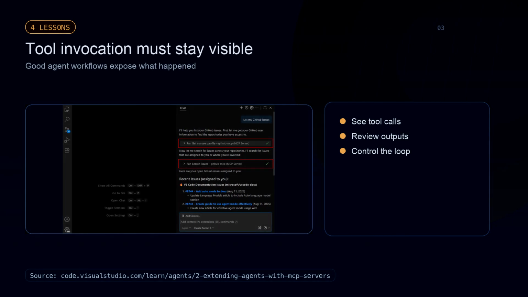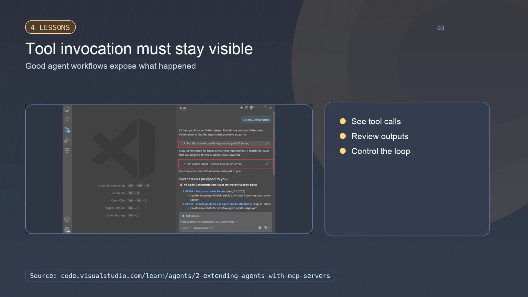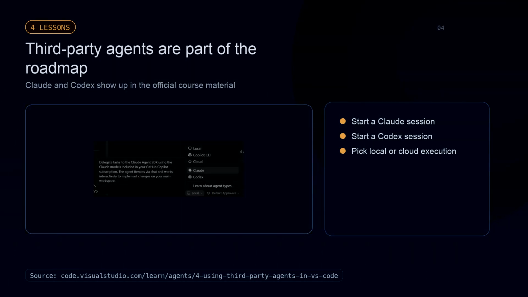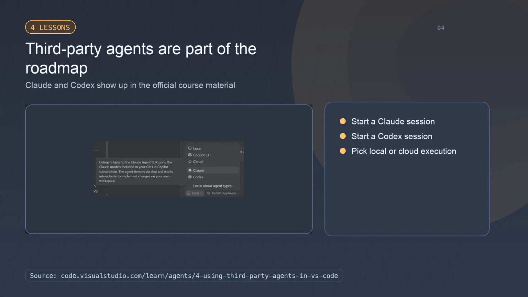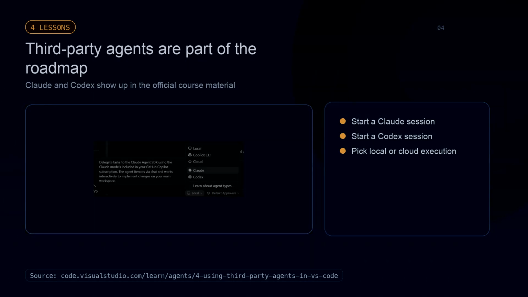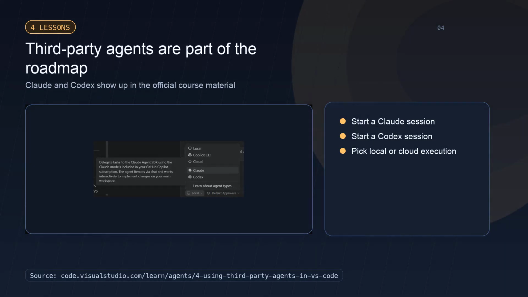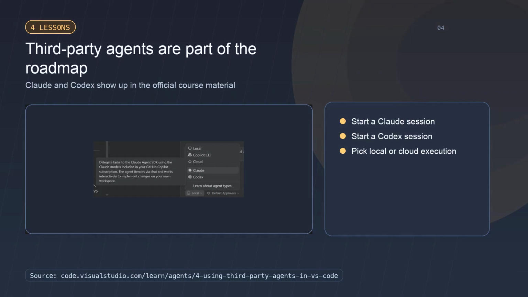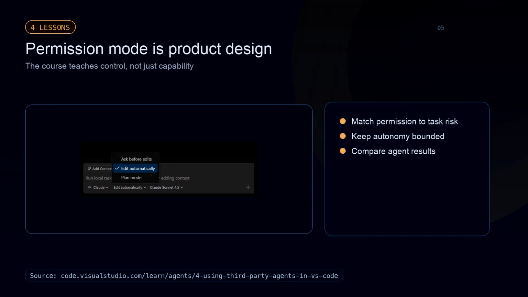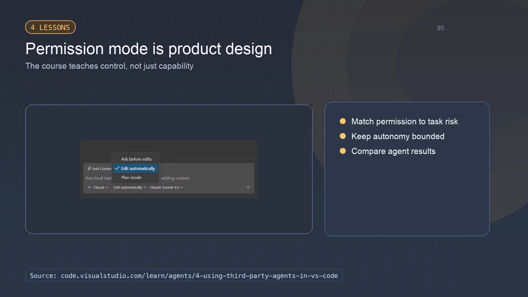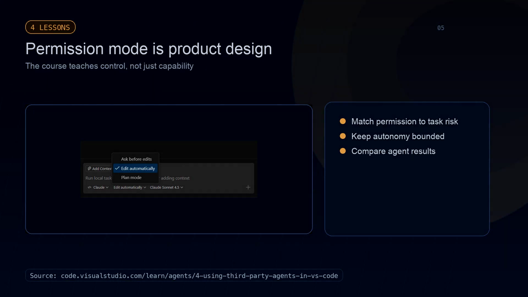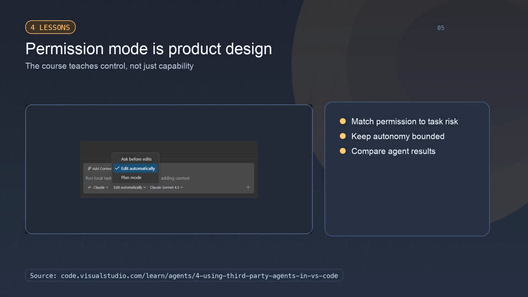Tool access is powerful, but it is also where agents can become risky if you do not control permissions. The third-party agents lesson is also a big signal. VS Code now teaches how to start Claude or Codex sessions inside the editor, choose local or cloud sessions, and pick a permission mode that matches the task. That is the future shape of coding tools. The editor becomes the surface, but the real value comes from choosing the right agent, the right tool access, and the right approval boundary for the job.